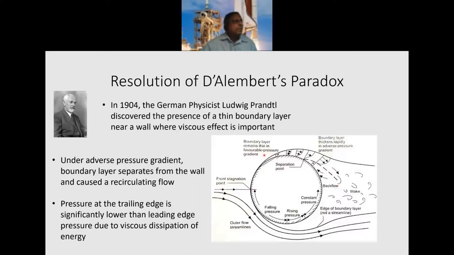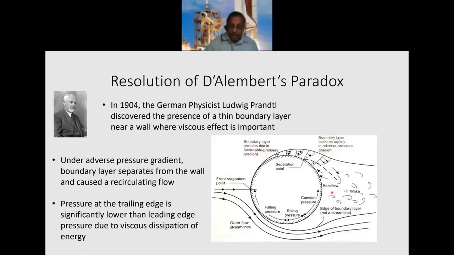So what happens is this boundary layer really separates. You have got a large viscous region. Because of the viscous dissipation, the pressure will be lower at the trailing edge than at the leading edge. And that's why you have the drag.